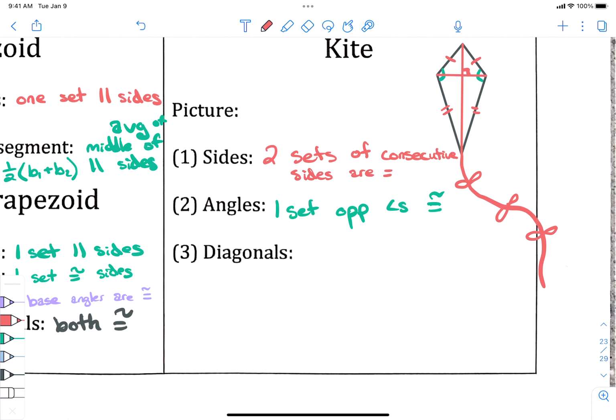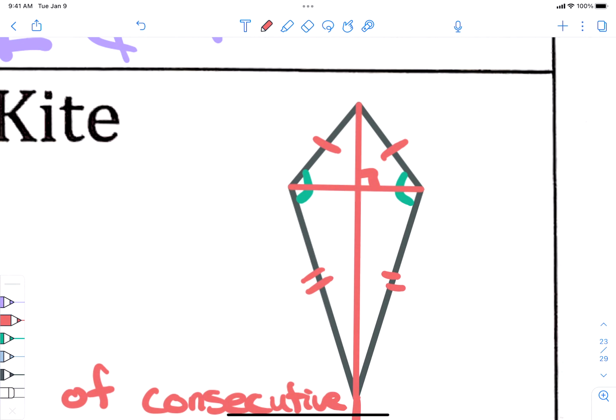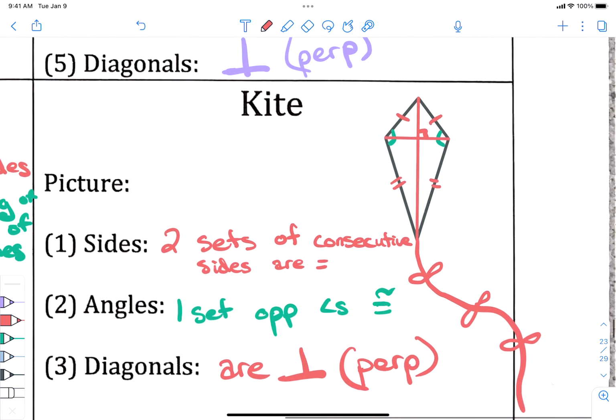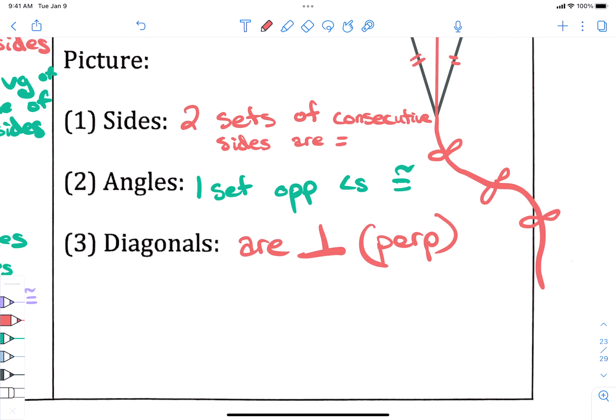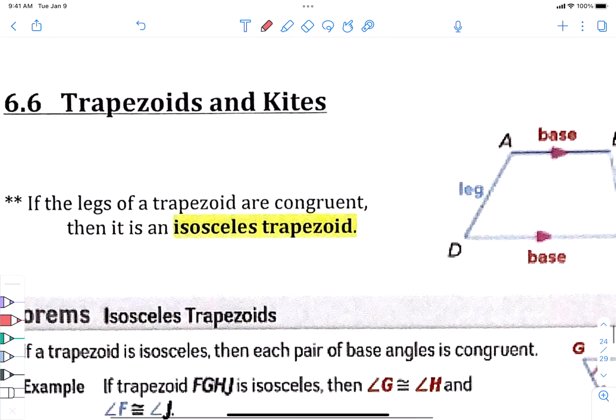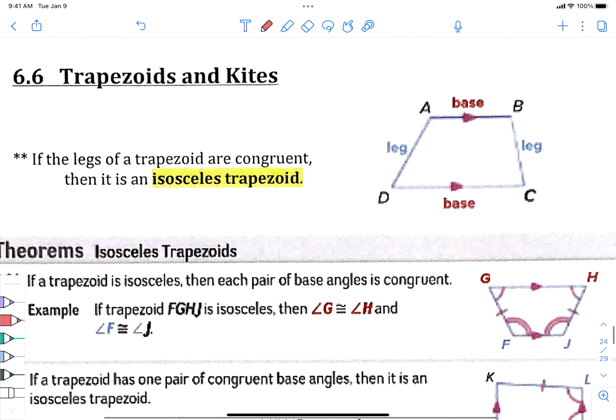So the diagonals are perpendicular. I'm going to do P-E-R-P. They are perpendicular to each other. Okay, so now, knowing that they're perpendicular, we have 4 right triangles in this shape, right? It splits it into 4 right triangles. And they might at some point give us some lengths of those, and we use the Pythagorean theorem, right? Whenever there's a right triangle, we can use a squared plus b squared equals c squared. So there's that. Okay, let's go through some of these examples.